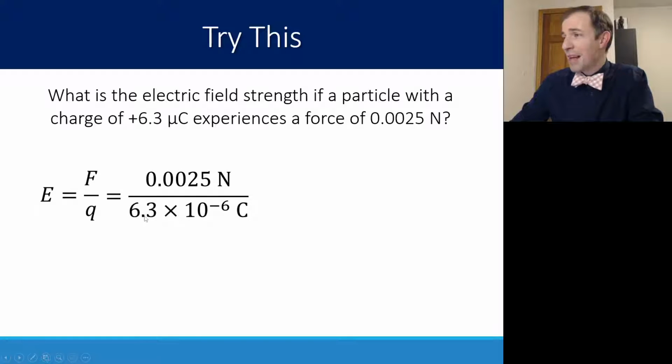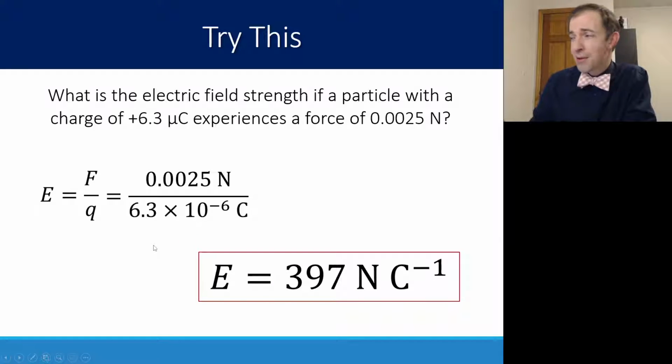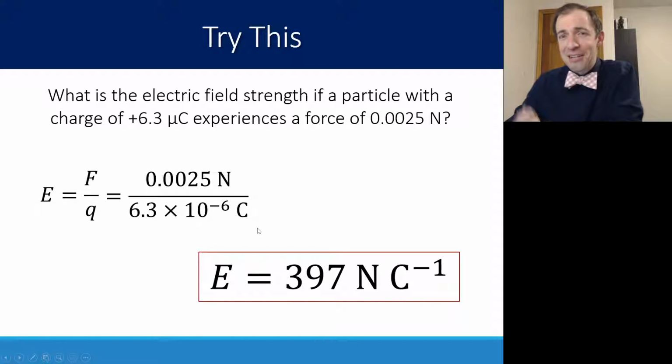Well, to convert that to coulombs, it's 6.3 times 10 to the negative sixth. Put that as Q, the charge, and the force is 0.0025 newtons. That gives me an overall electric field strength of 397 newtons per coulomb. If you're not sure what the units are, just look at what you're doing in this equation. Newtons divided by coulombs, it'll get you there.